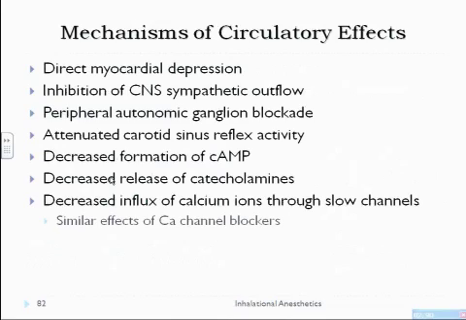So, final picture here is the possible mechanisms of the circulatory effects. Basically, you're looking at different reasons that have been brought up as to what are the possible causes of circulatory effects. Could be direct myocardial depression, inhibition of the central nervous system sympathetic outflow, peripheral autonomic ganglion blockade, attenuated carotid sinus reflexes, decreased formation of cyclic AMP or decreased release of catecholamines, or decreased influx of calcium ions through the L-type channels. Either or any of these possibly can explain all the mechanisms that you see with volatile anesthetics.